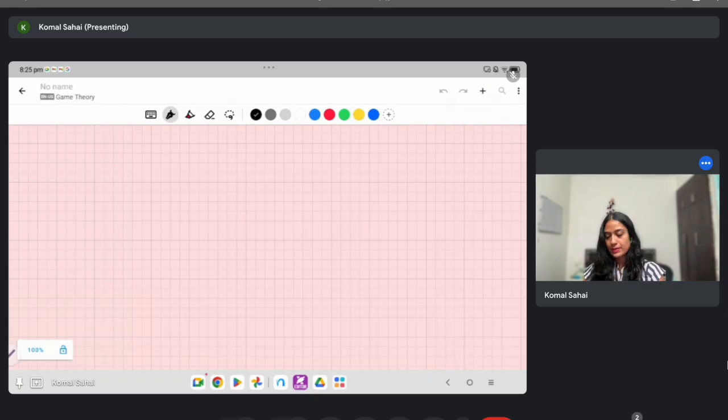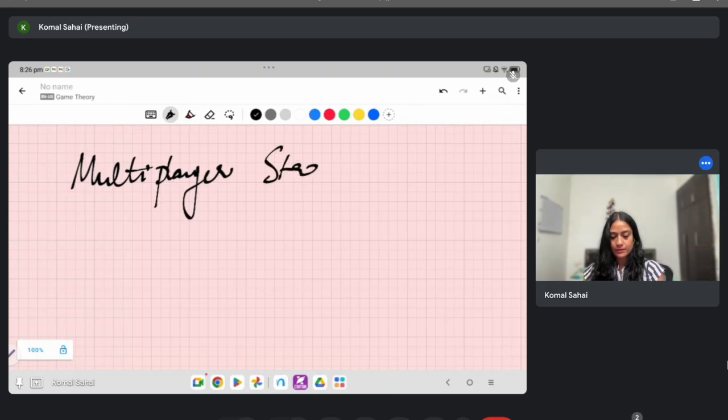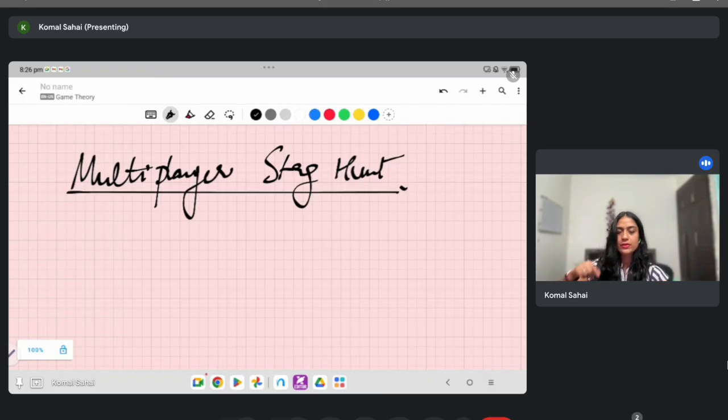So first is your multiplayer Stag Hunt. This is simple in the sense that what this is saying is that instead of 2 players, because in 2 players what you could do is you could create that matrix and find out, right? मल्टीप्लेयर स्टैग हंट क्या है कि जैसे हमने शुरू में गेम डिस्क्राइब किया था दैट यू हैव n players.